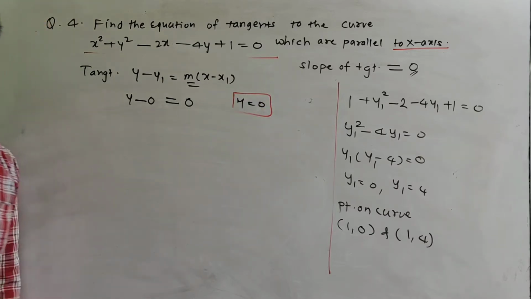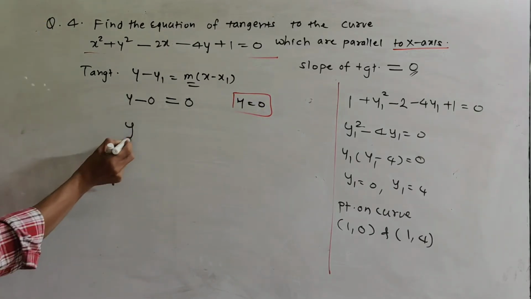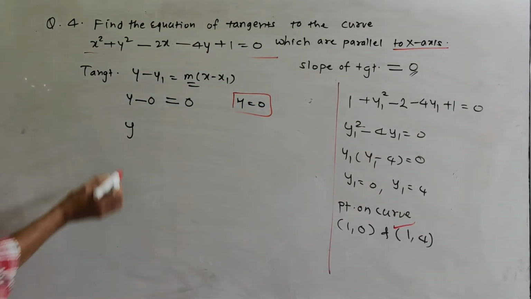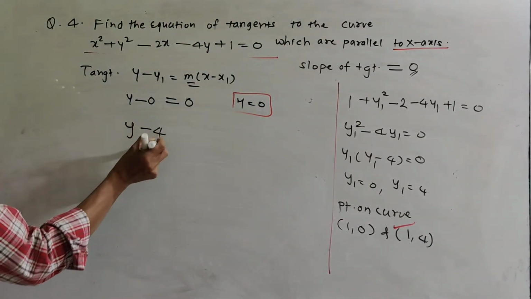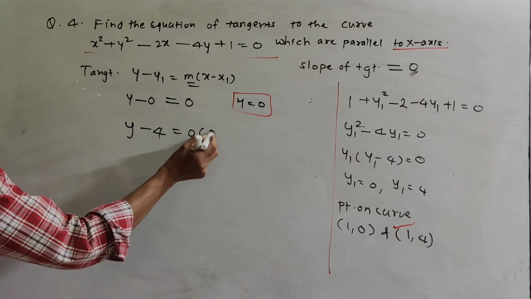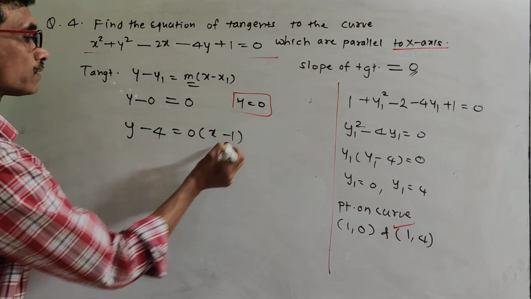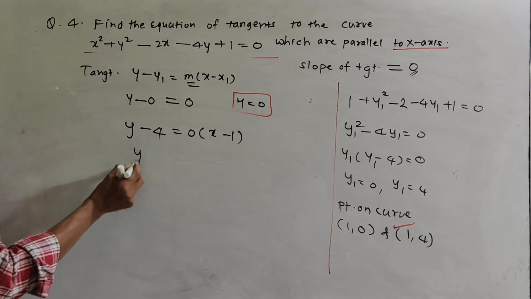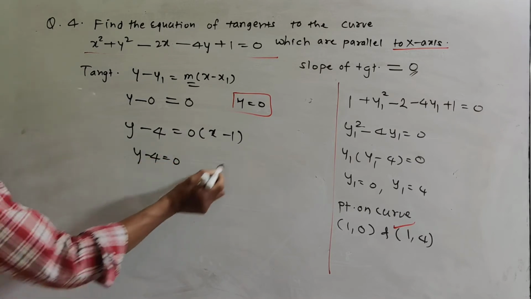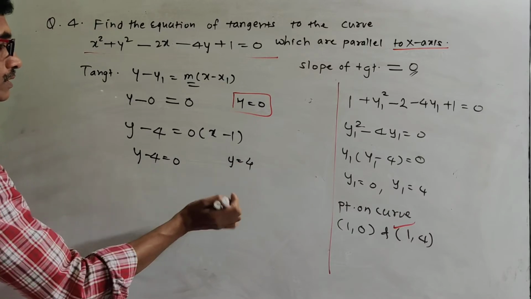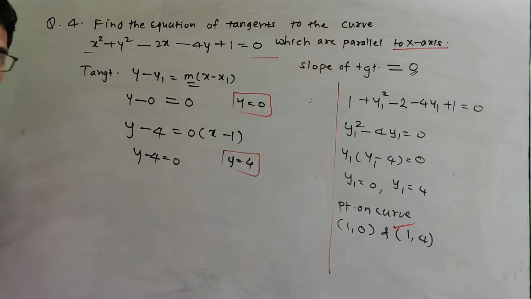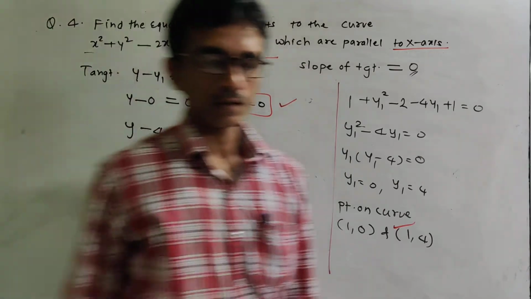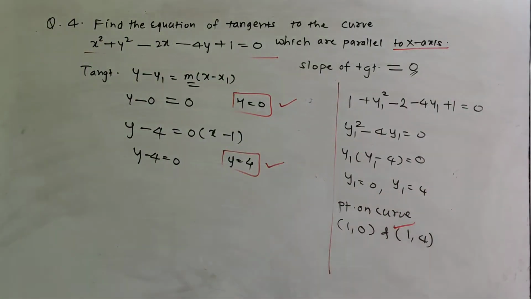Now you look at this point (1, 4): y minus y1, y minus 4, is equal to 0 into x minus x1, that is 1. Right hand side is 0, so it is y minus 4 is equal to 0, or y is equal to 4, is the other equation of tangent. So this is one tangent, this is another tangent to the given curve which is parallel to x-axis.